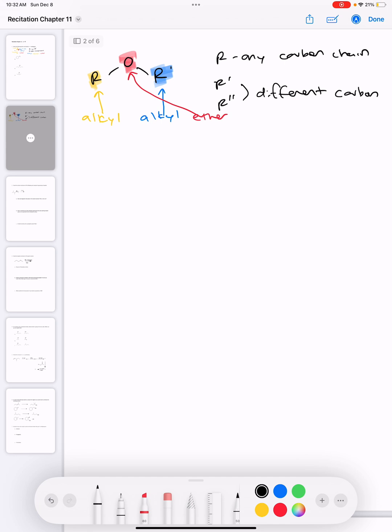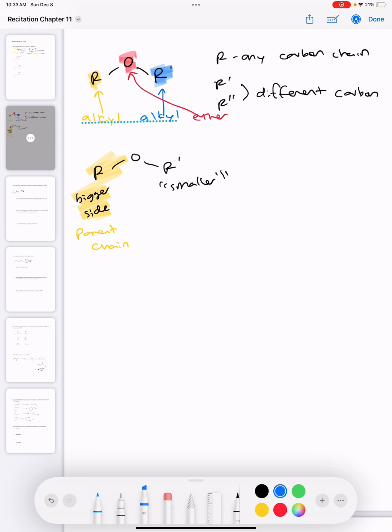Now, if we have the same thing to do the IUPAC name, which is the formal systematic name, we figure out which side is going to be smaller. So I'll say that R prime is the smaller side, and the R is the bigger side. So we consider the bigger side to be the parent chain. Oopsie, I thought that was a highlighter. We consider the bigger side, I thought it was yellow, the bigger side to be the parent chain. And then we consider the smaller side with the oxygen to be the whole substituent.